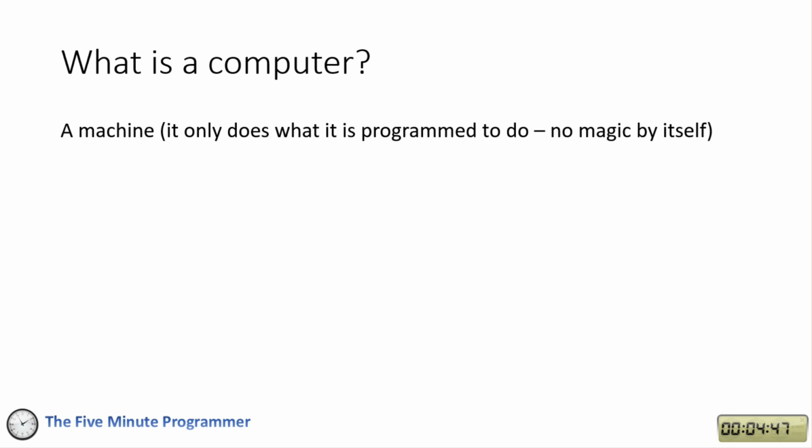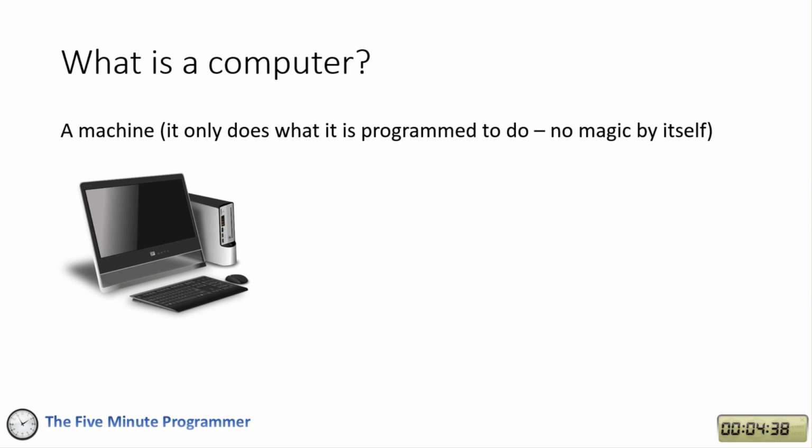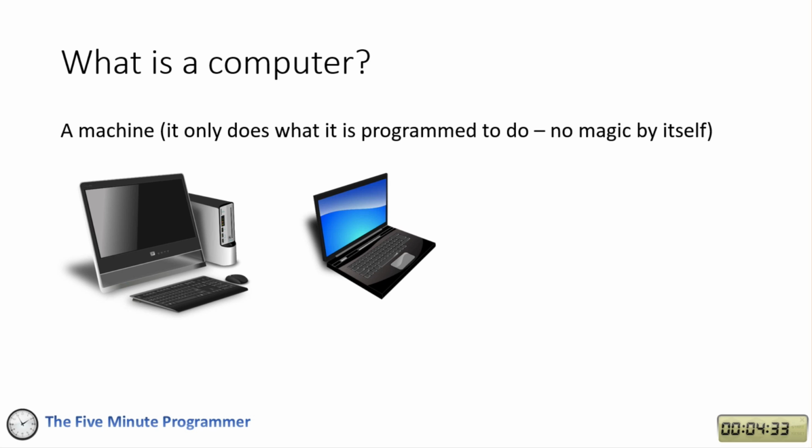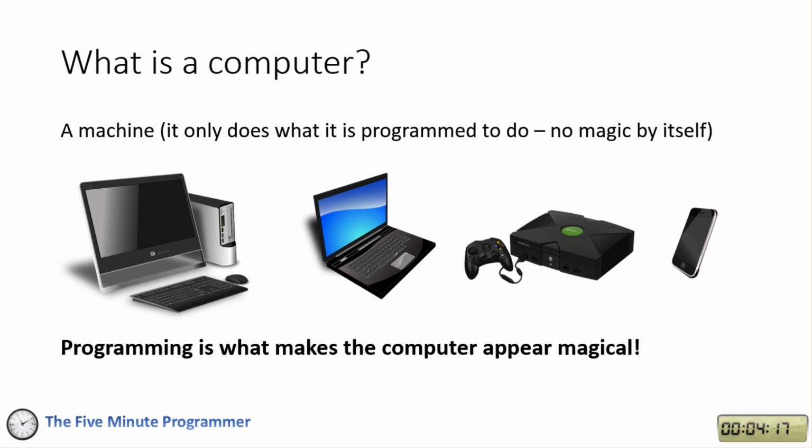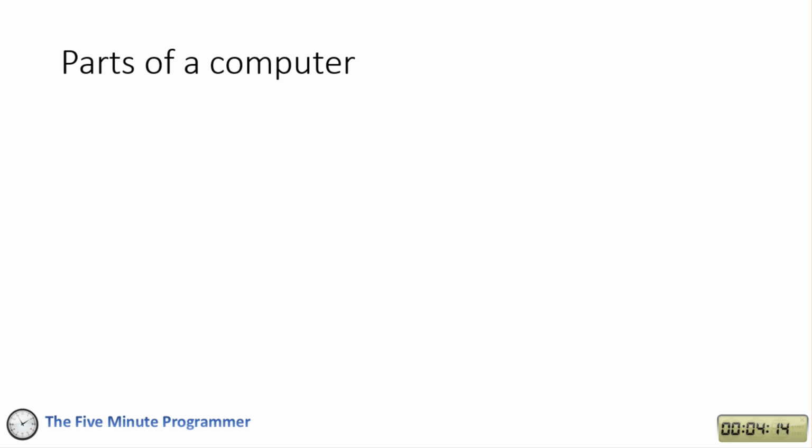Well, it's really just a machine and it only does what it's programmed to do. Sometimes people think it is some kind of a being and it has a brain, but it doesn't have any magic by itself. You may be familiar with a desktop computer, a laptop computer, but there's other things that you may not think of as computers. A game console, for example, or even that smartphone that you have. These are all computers and they all have the basic same parts, and they all have to be programmed, and programming is what makes the computer appear magical.